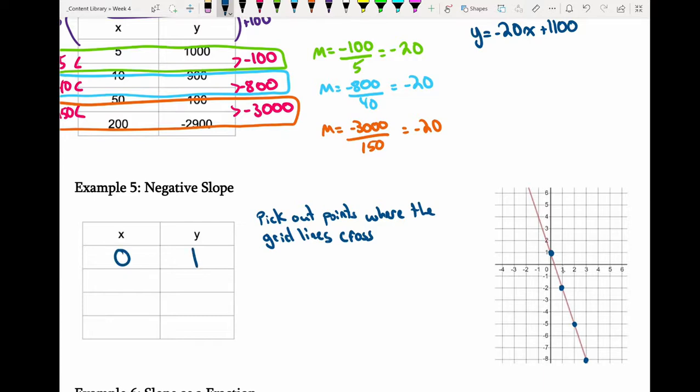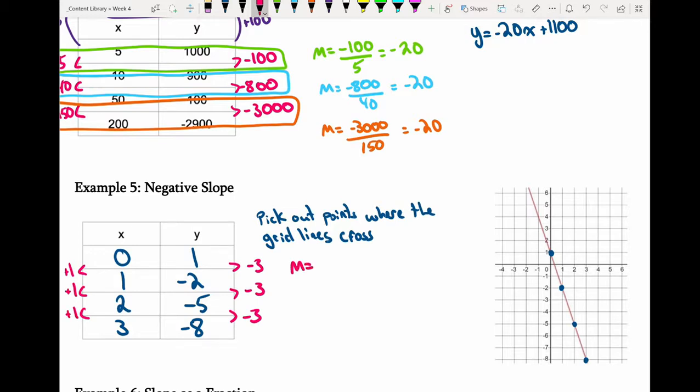The next one is 1 and negative 2. Third one is 2, negative 5. And then lastly, 3, negative 8. Again, I want to find the change in y and the change in x. Here it's nice because the change in y is all the same, so minus 3, minus 3, minus 3, and the change in x is all the same as well. It's plus 1, plus 1, plus 1.